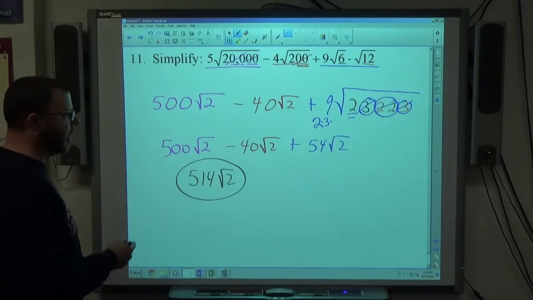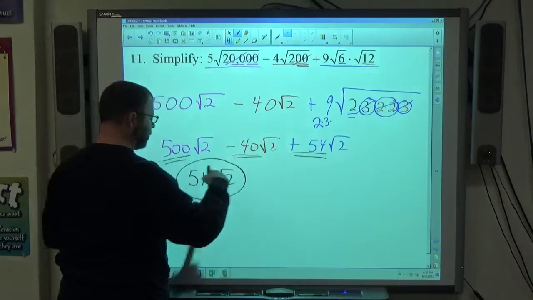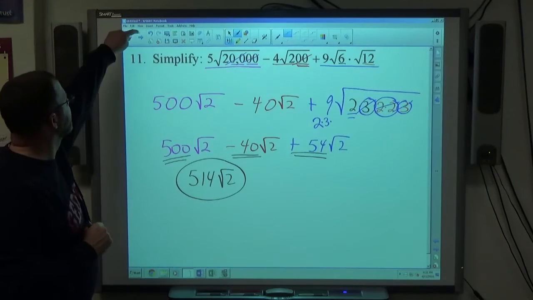So once you figure out that they can add and subtract, just add and subtract the front numbers and put it on the square root of 2 that matches them.